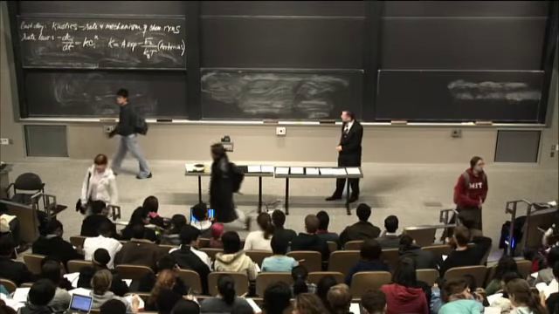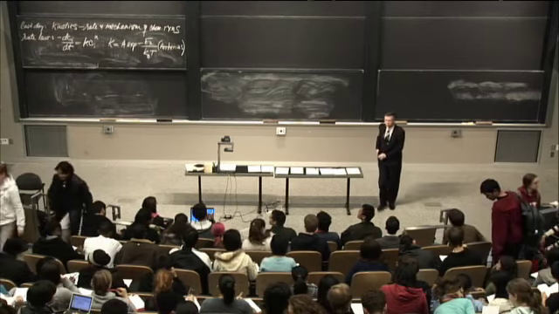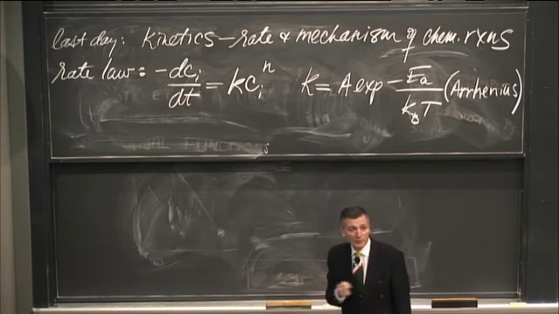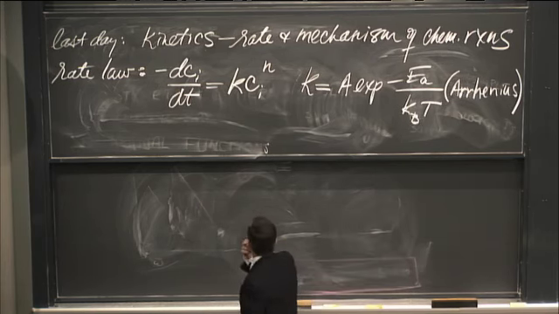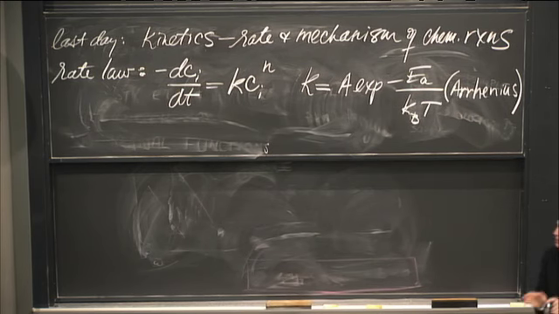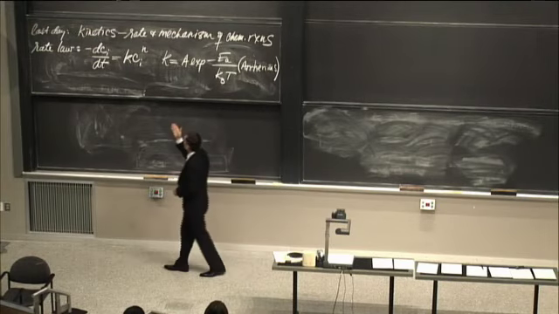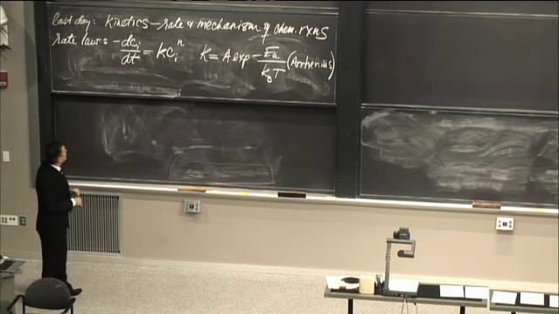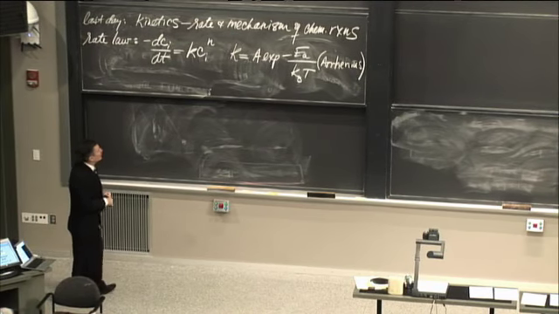Okay, let's get started. I'm going to go right into the lesson. Last day we started looking at kinetics, which was the description of rate and mechanism of chemical reactions. We looked at the general rate law, which shows us that the instant change in concentration of species i goes as the instant concentration. So rate is proportional to concentration, and the order of reaction is shown here as n, and the proportionality constant is the rate constant k.